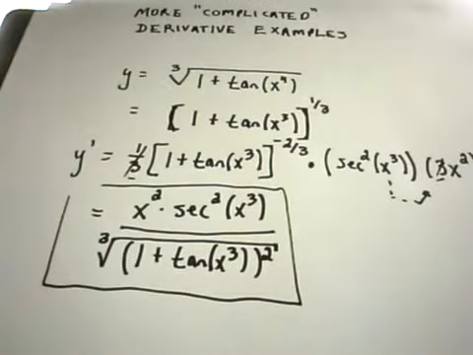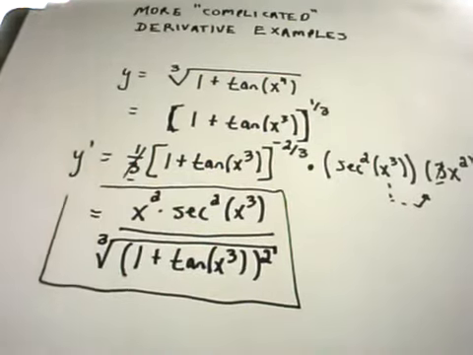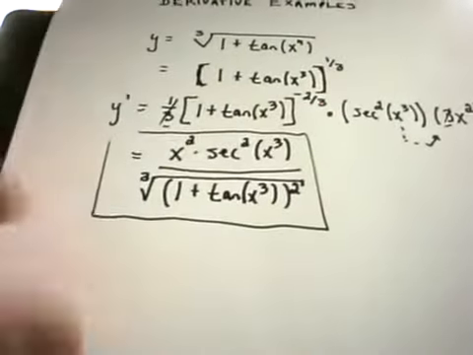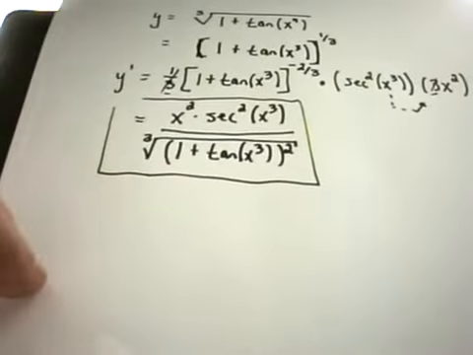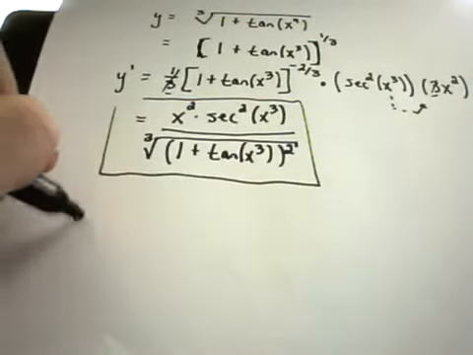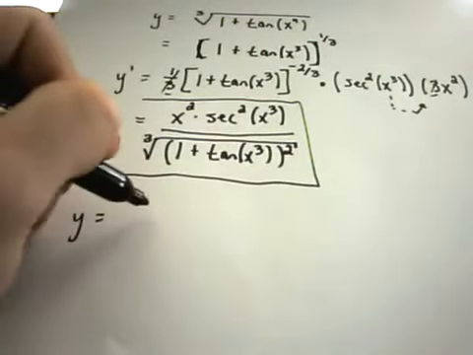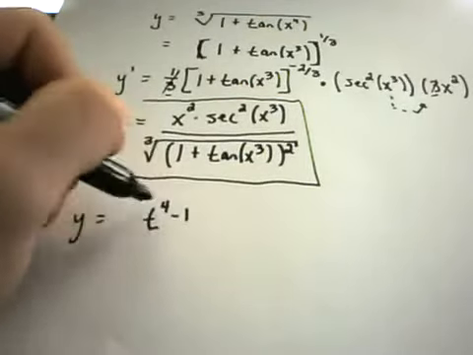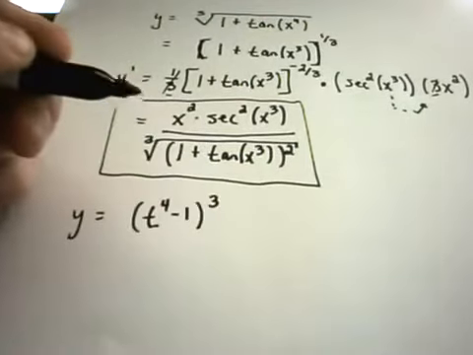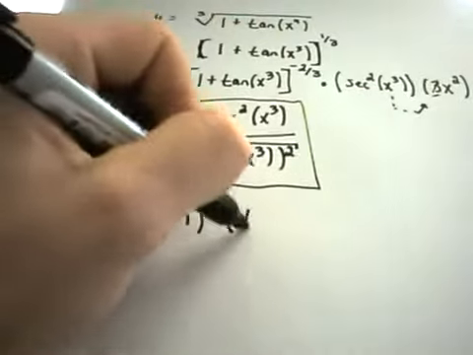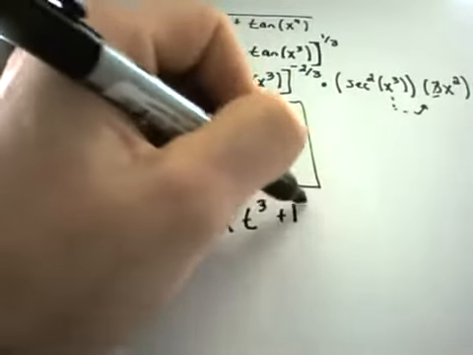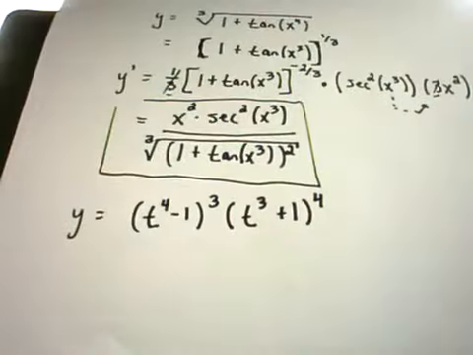Okay. Let's see. Suppose we have the following problem. Suppose we have tangent to the fourth minus 1 cubed times tangent cubed plus 1 to the fourth.